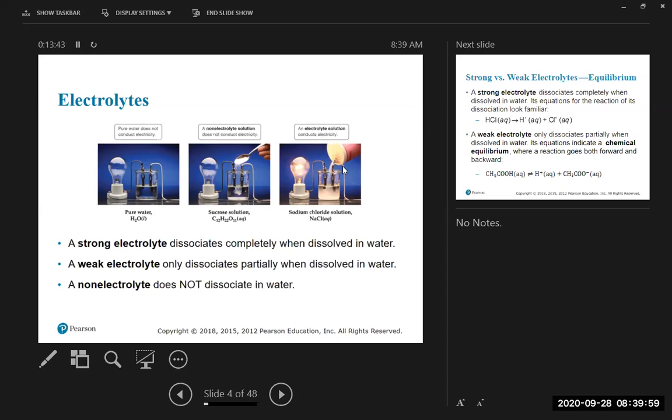And then the other example they have is sodium chloride. Sodium chloride is salt, basically. And that is a strong electrolyte because the sodium and chloride completely dissociate. So you have a bunch of sodium ions, which are positively charged, and a bunch of chloride ions, which are negatively charged.